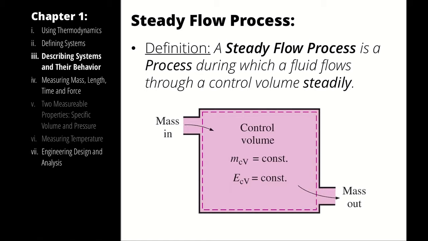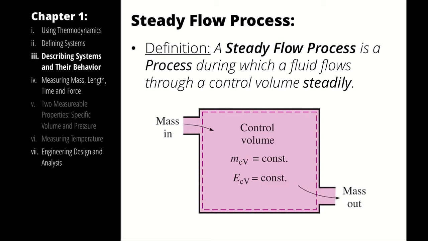Some special types of processes are referred to as steady-state processes. A steady-state process is one where you can neglect the effects of time. Just like with the distinction between an open system and a closed system, being whether or not you consider the effects of mass, treating something as being steady or transient refers to whether or not you are allowing for time, that is, if time matters, if you are including the effects of time in your analysis.